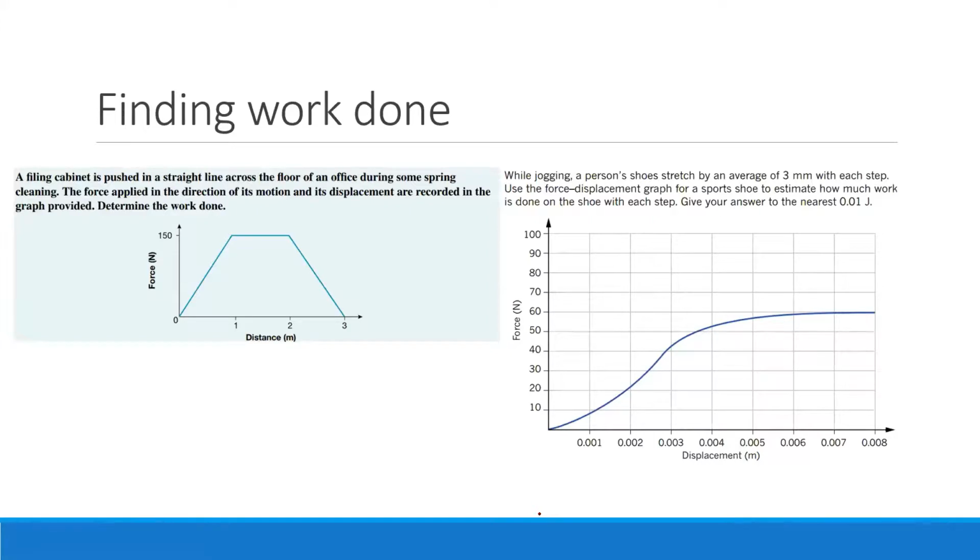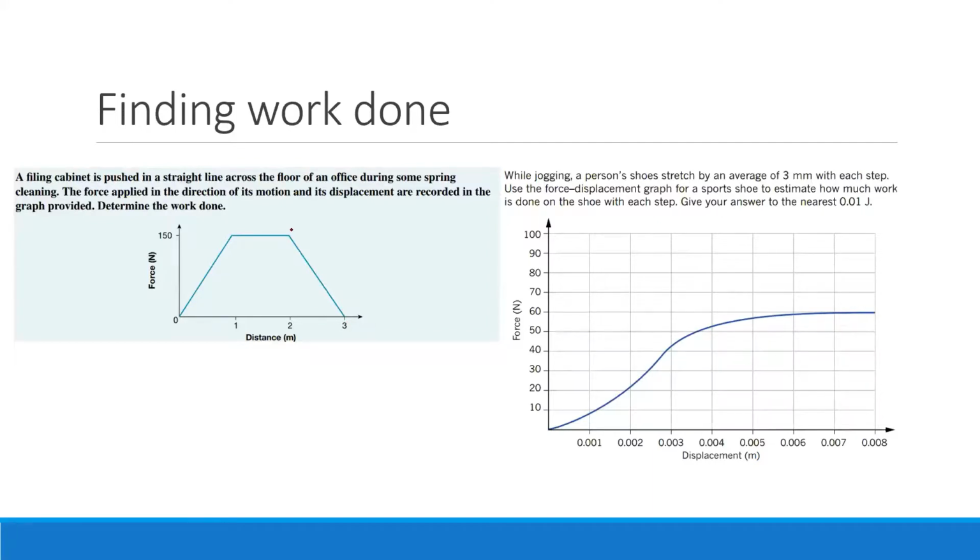The one on the left, we've already done this skill before, that's why I'm not going to get you guys to copy this down, but it is the same skill as working out the area under a velocity time graph. So if you go back to that lesson and how we figured that out, you could do the same thing here. A filing cabinet is being pushed across the floor of an office during some spring cleaning. The force applied in the direction of its motion and its displacement are recorded. So it's been moved a total of 3 meters.